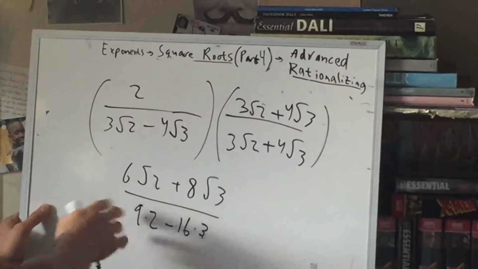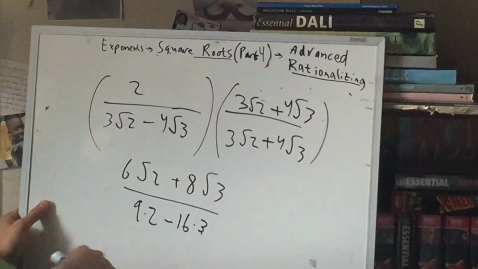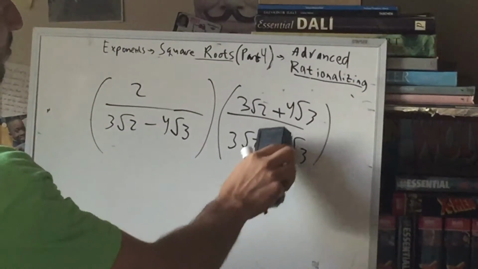So you can evaluate this. Notice there's no square roots in the denominator. So let's try doing the minus.